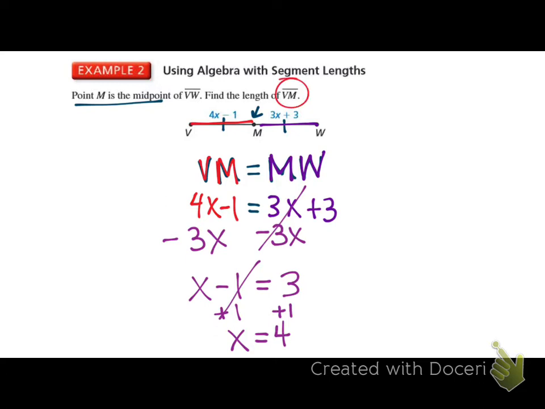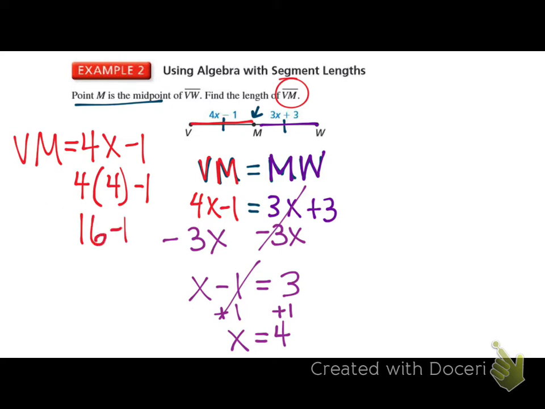All right, so at the beginning, the length of VM was what? 4 times x minus 1. We agree? 4 times x minus 1. We know what x is now, don't we? So we can plug it in. 4 times 4 minus 1. 4 times 4 is 16, minus 1 is 15. So the length of VM is 15.